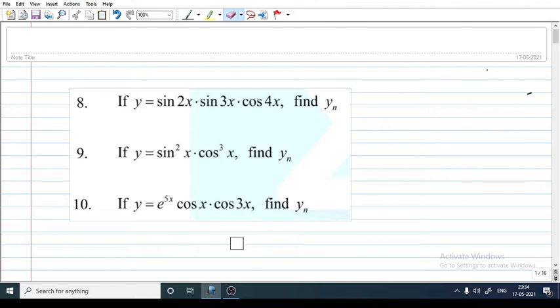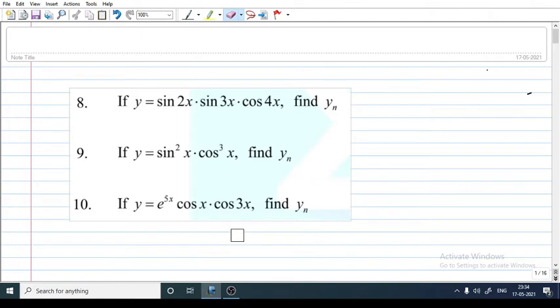Hello guys, so we are back again, and in this session we are going to do some more problems on finding the nth derivative of product of two trigonometric functions. In the previous three lectures we have continuously solved varieties of these types of problems. We have done 7 questions, and these three questions we will do in this session. The eighth question is as follows: if y equals sine 2x dot sine 3x dot cos 4x, find yn.